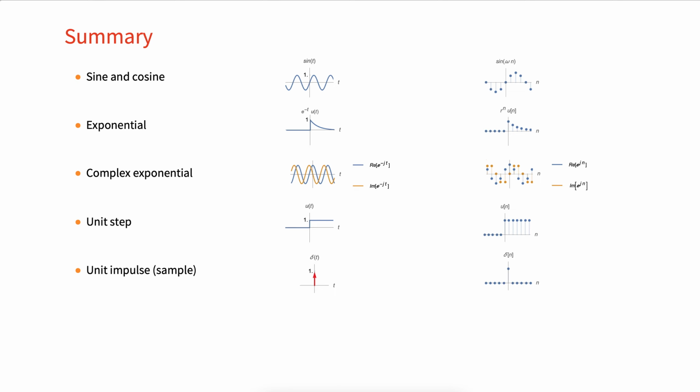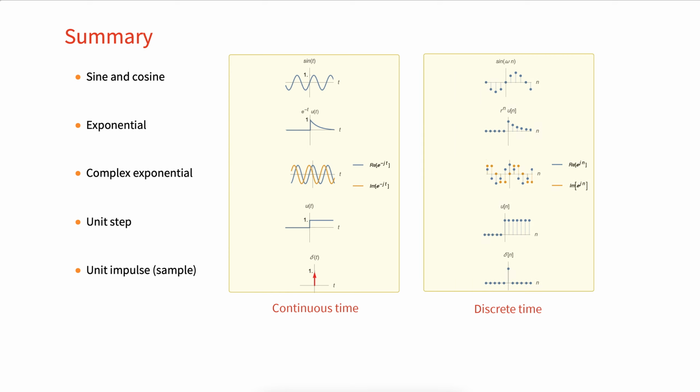In summary, in this lesson, we studied a set of very important signals which are shown here in both continuous time and discrete time. In future lessons of this course, these signals are going to be used frequently, and so it's very important to understand these signals and to remember their basic properties.